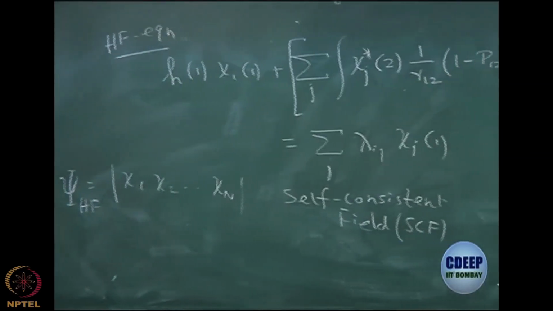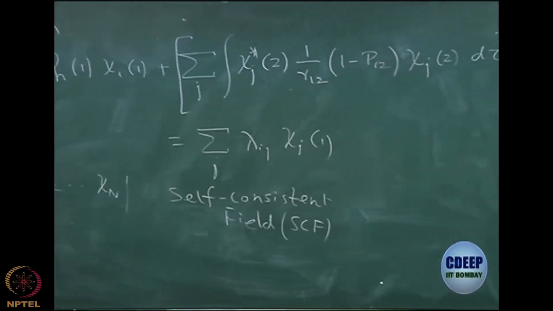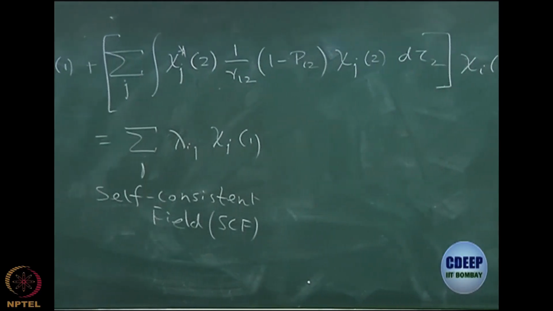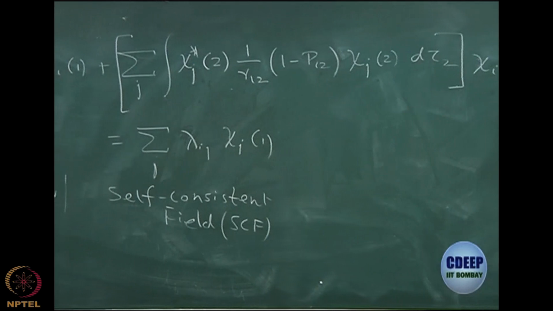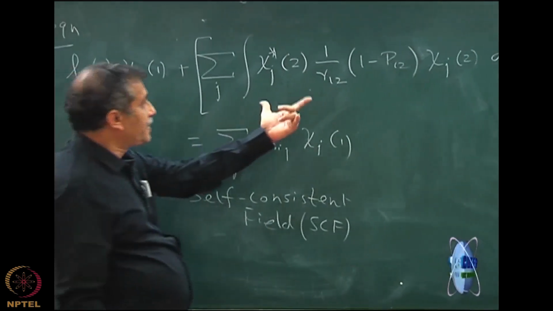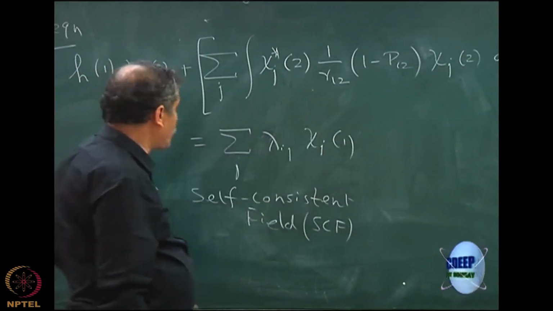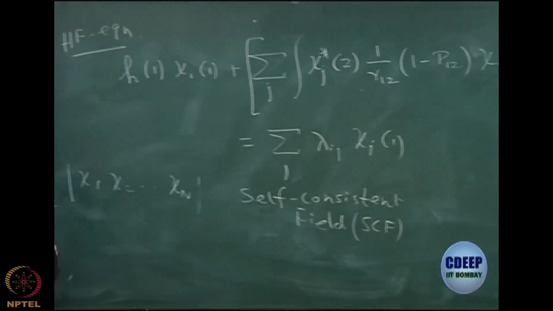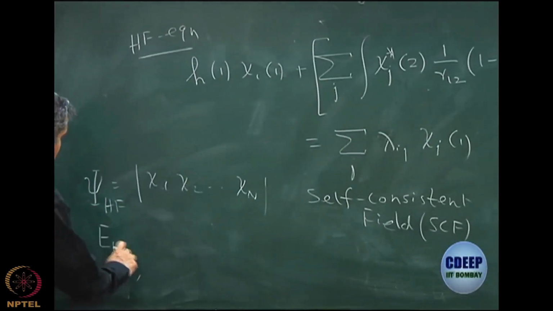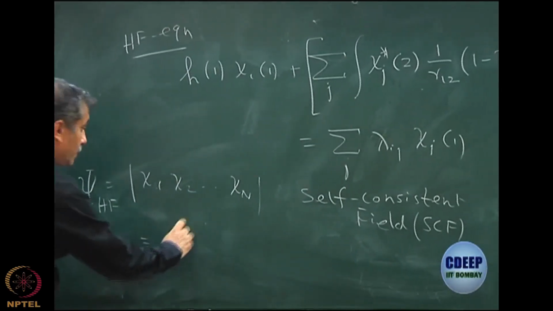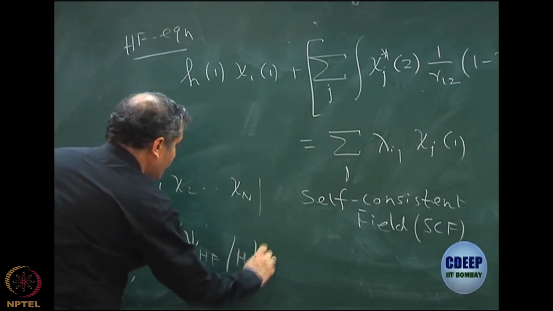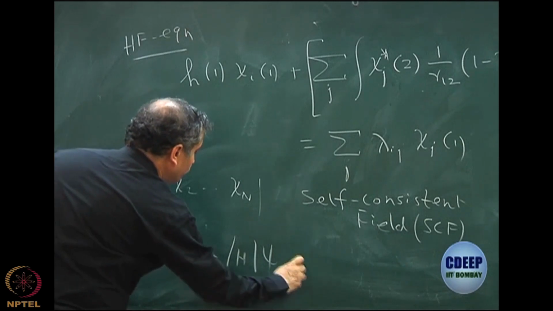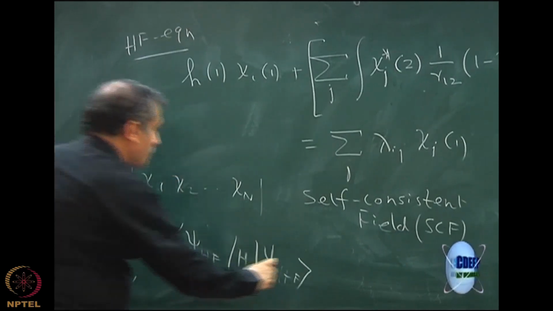So, this is basically the Hartree-Fock equation for one particle spin orbitals. Note that this entire term has really come out of the variation method, that I wanted to ensure that the energy E Hartree-Fock, which is psi Hartree-Fock, H psi Hartree-Fock, is now a minimum.